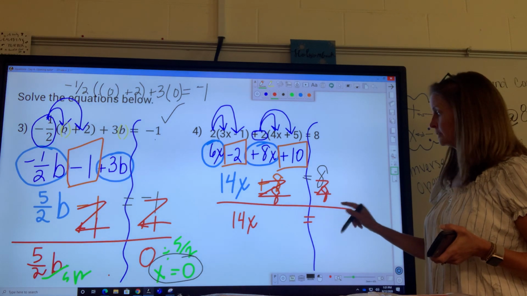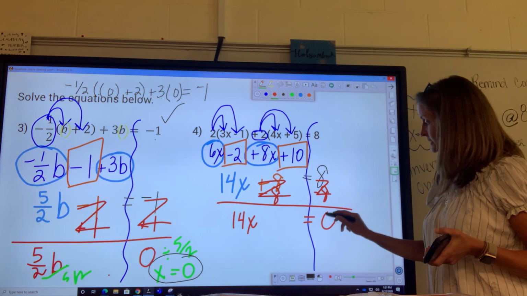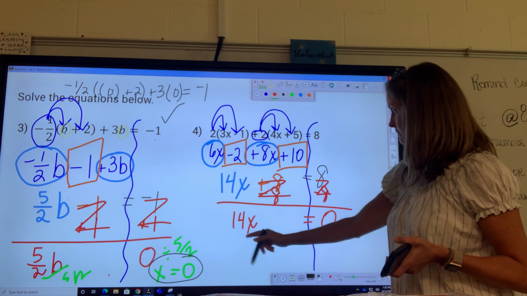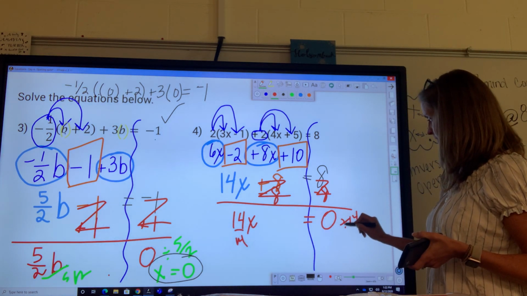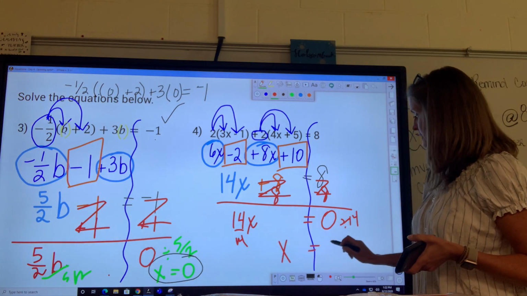Uh-oh, 8 minus 8, 0, but nothing's here. What are you going to put? 0. All right, so divide by 14. What's 0 divided by 14? That's a divide sign. X equals 0.